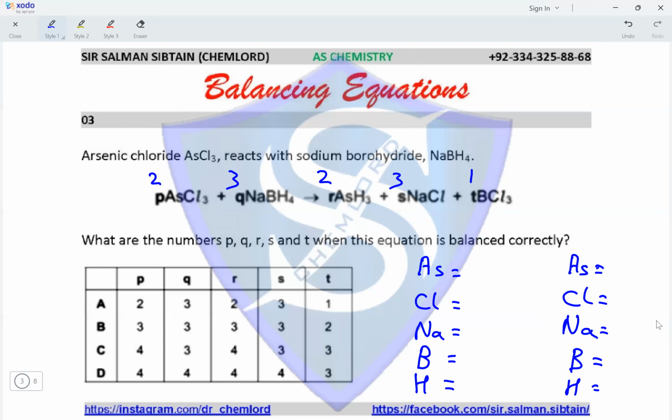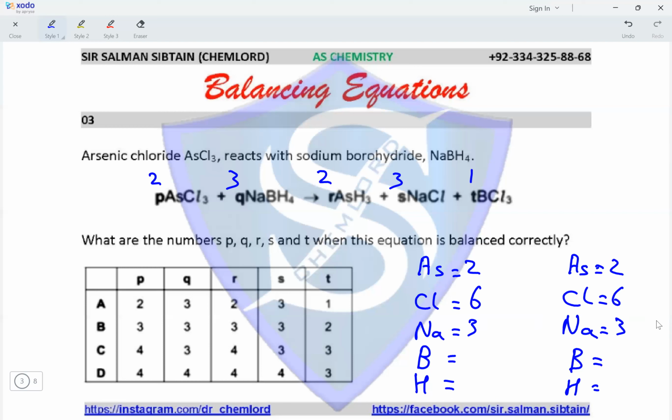So for arsenic on the left, we've got 2, and on the right also we've got 2. So this is balanced. For chlorine on the left, we've got 6 atoms of chlorine. On the right, we've got 3 and 3, 6 atoms of chlorine. For sodium on the left, we've got 3 atoms of sodium. On the right, we've got 3 atoms of sodium.